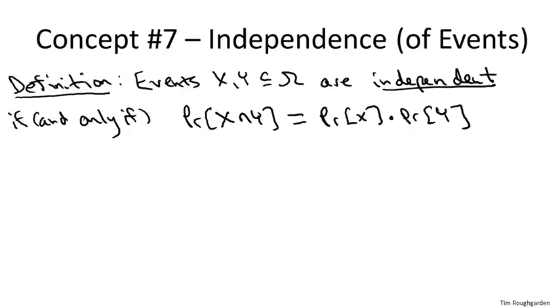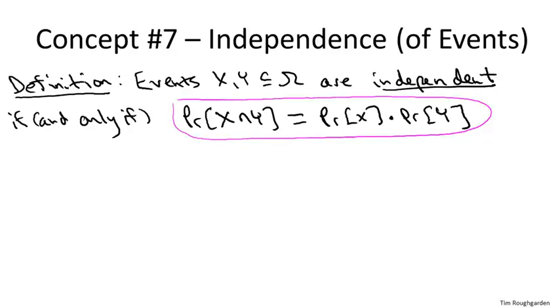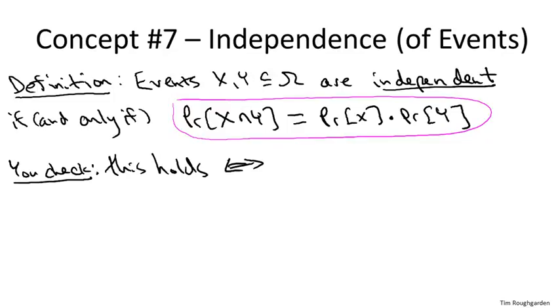Let me rephrase it in a way that is even more intuitive. I'll let you check this, it's just some trivial algebra. This equation holds for the events x and y if and only if, using the definition of conditional probability from the last slide, the probability of x given y is exactly the same thing as the probability of x. So intuitively, knowing that y happened gives you no information about the probability that x happens. That's the sense in which x and y are independent.